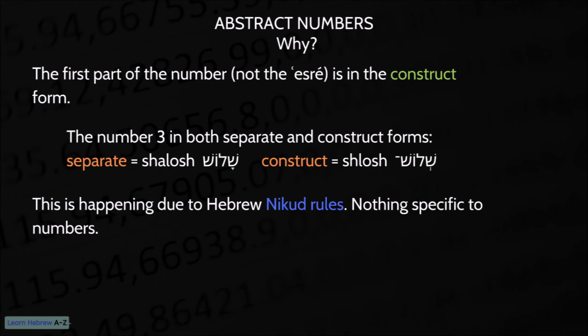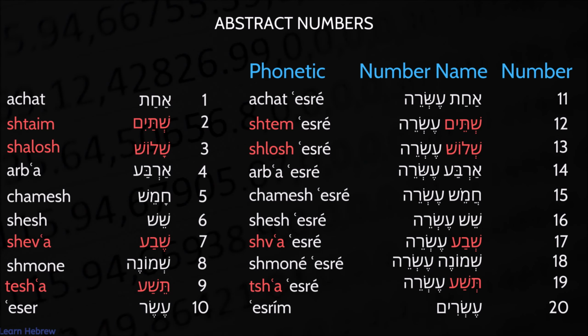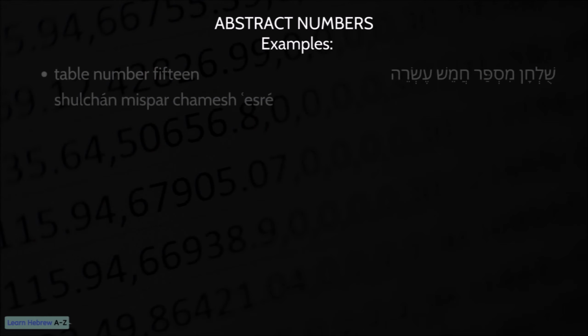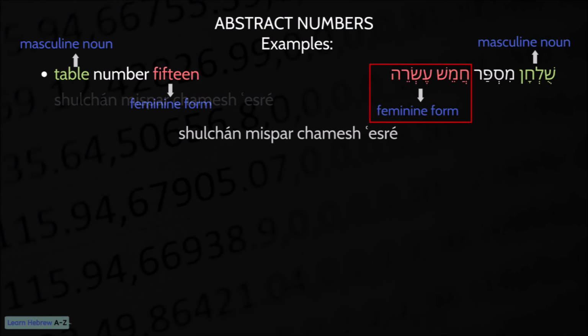We can say that the changed number names are in the construct number name form. In any case, the changes are worth noticing and practicing. It may be a little confusing at the beginning, but with time you will get it and it will become more natural for you. Let's see some examples. Table number 15, shulchan mispar 15. A table is of masculine gender.